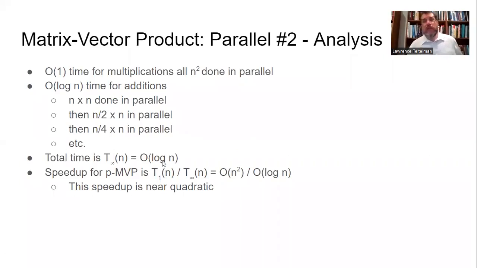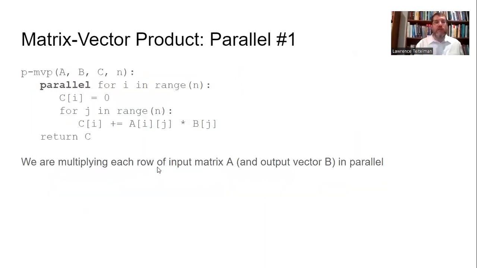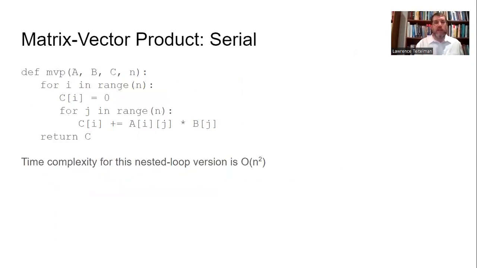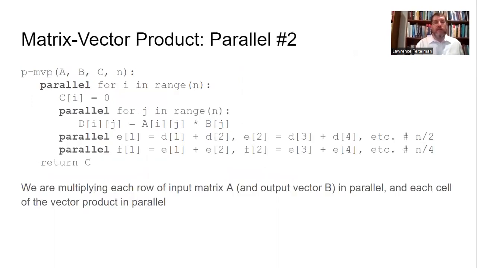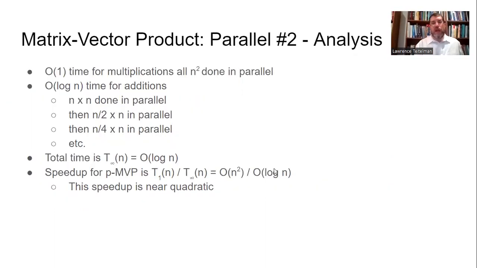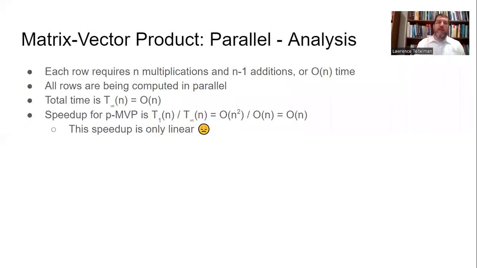So what is our speedup? Well, to do the MVP with one processor was n squared, as you saw over here. And then this one here was log of n. So our speedup is n squared over log of n, which is close to quadratic. It's not quite quadratic because we don't have O of 1 on the bottom. The log of n grows very slowly, so this is near quadratic. Okay, that's good. So this parallelization wasn't so good. It was only linear.